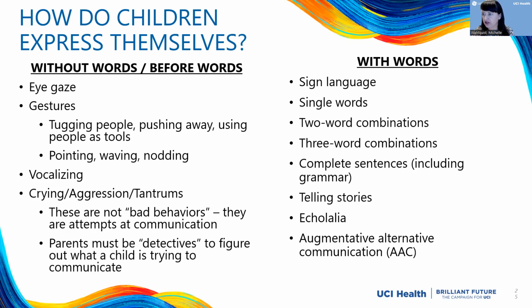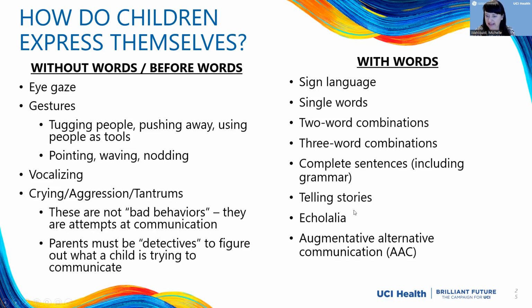So don't be afraid of using sign language. Then children will learn single words. They'll start putting 2-word combinations together. Then they'll start putting 3-word combinations together. And once kids have started to put 3-word combinations together, then they start adding grammar. So things like, I have 1 cat, I have 2 cats. So using that plural S. So usually kids don't start using grammar until they at least are using 3-word combinations.